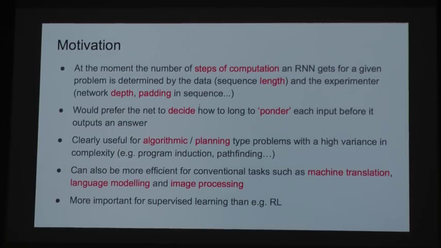And what we found recently is even for more conventional tasks such as machine translation and even image processing, where you wouldn't necessarily think that there was so much benefit to this approach, it actually can be very useful, and it can lead to increased computational efficiency, because now that you have a dynamically adaptive amount of processing, you no longer have to do the maximal amount of processing all the time.